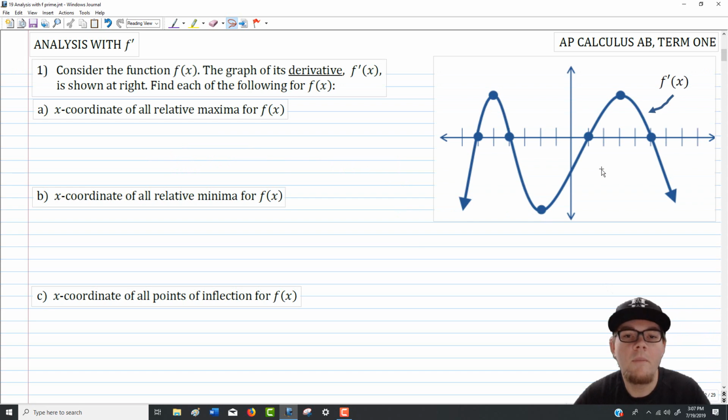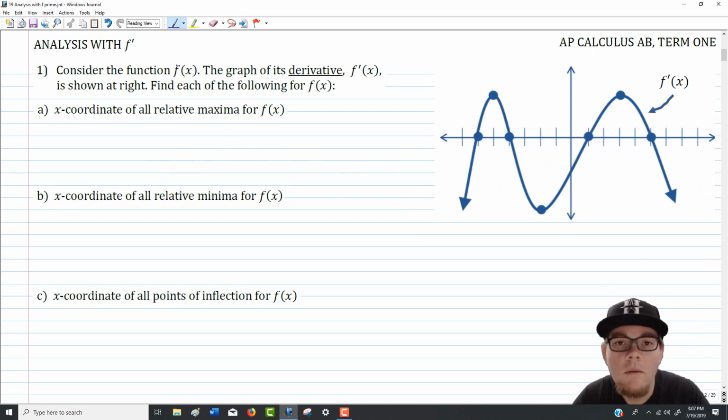Okay, the first problem, as I said, that we're going to look at is problem number 1. And problem number 1 asks you to find basically a smorgasbord of stuff, all involving what you can find on a function f. But of course, you're given the function derivative, f prime of x.